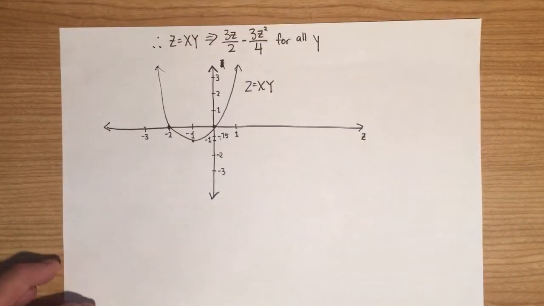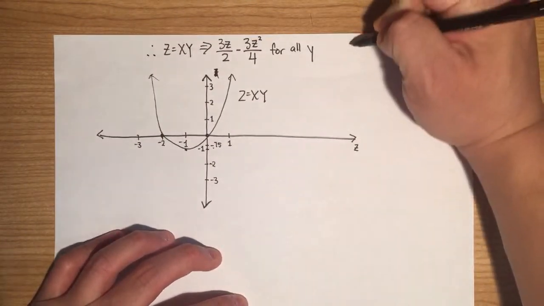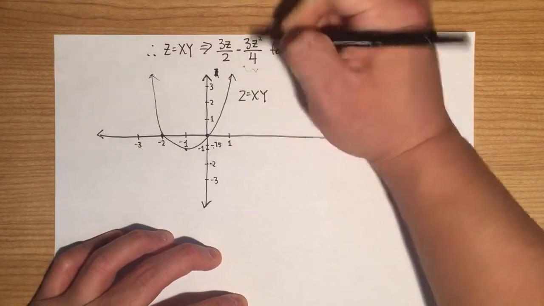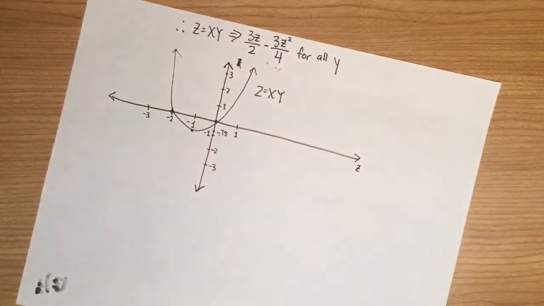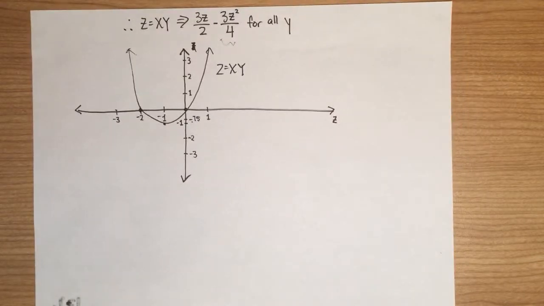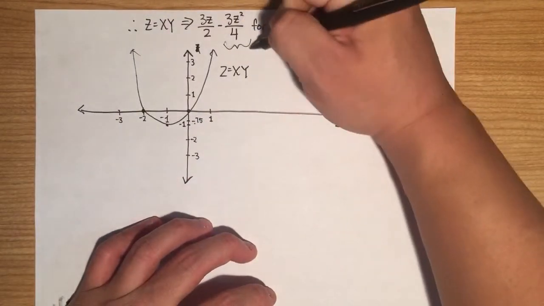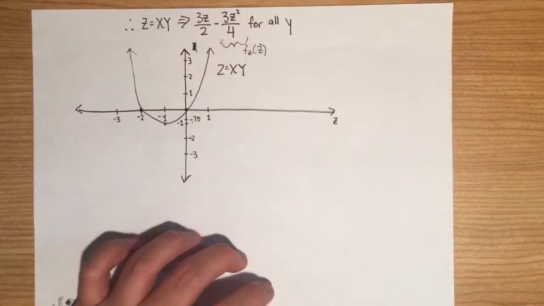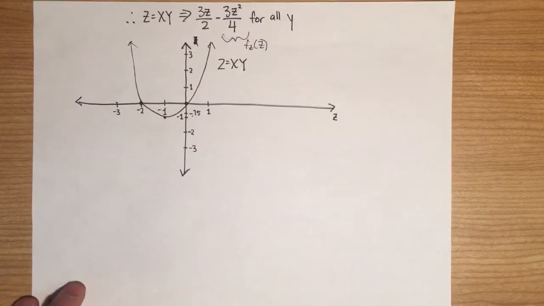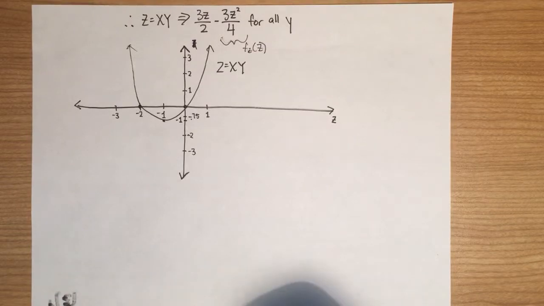So therefore, for z equals xy, this is f of z. Sorry, I didn't specify that before. For all y, and I graphed out f of z for all y. And this is what the graph looks like, and that is the end of the problem. Thank you.